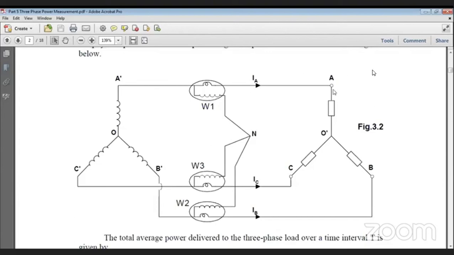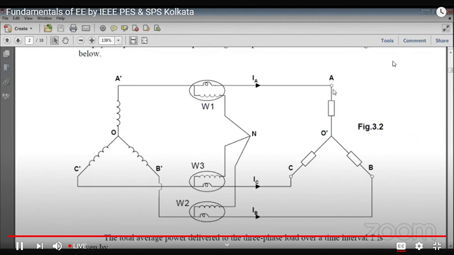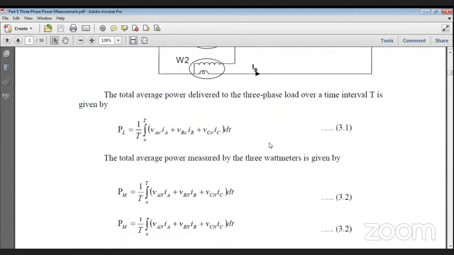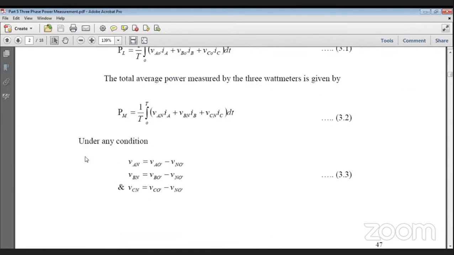I am saying for all of you that when you apply Kirchhoff's voltage law, it's not necessary that there will be a direct connection between the two nodes. There may be a very convoluted connection, but still there is a potential difference. We will take only that potential difference. So the equation I write is very simple: VAN is equal to VAO prime minus VNO prime.